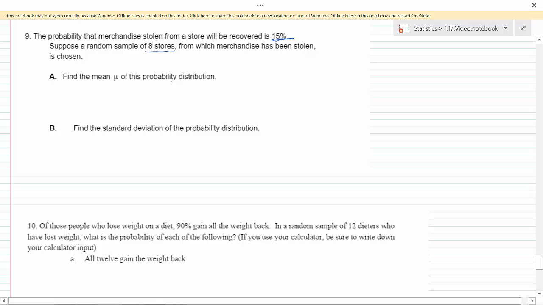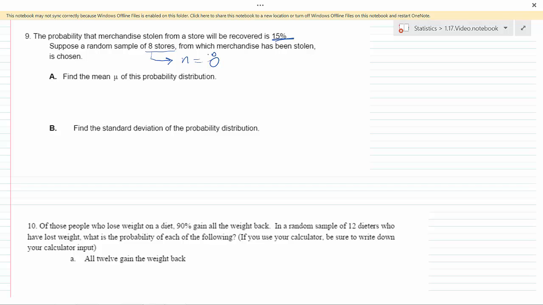And in order to answer part A, we first have to decide, is this a regular probability distribution or is this binomial? So in thinking about whether or not it's binomial, we need to address those 5 conditions. Are there a fixed number of trials? In this case, we're looking at this random sample of 8 stores, so we could say that is our fixed number of trials, and we need to know, are these independent trials?